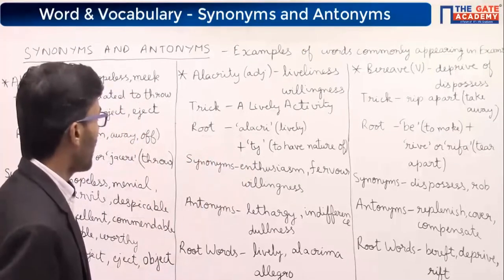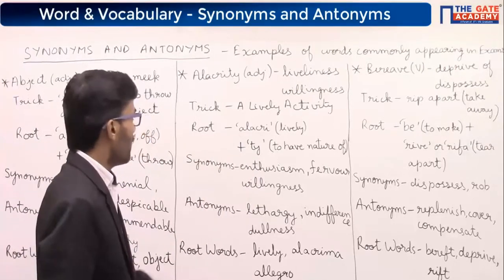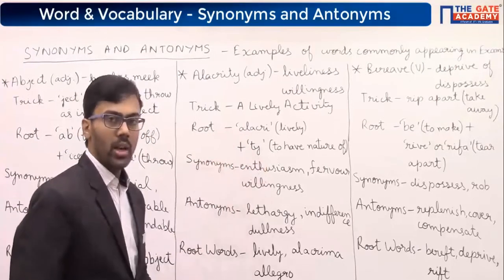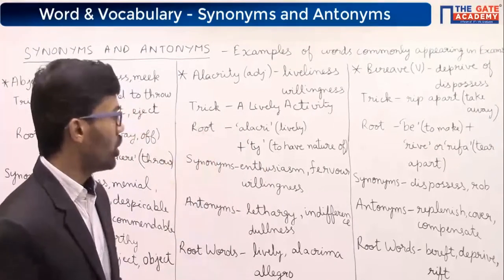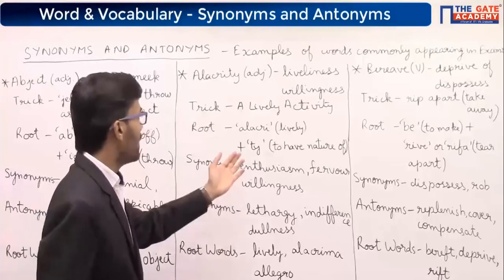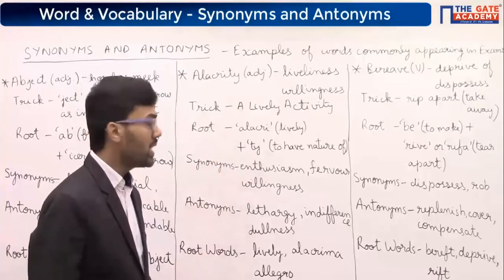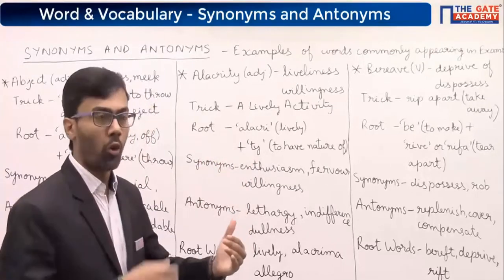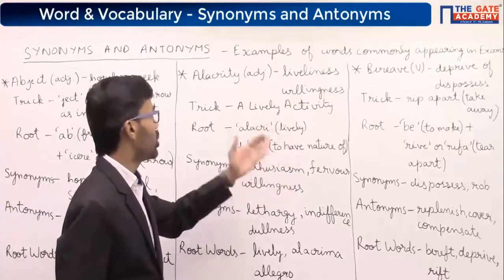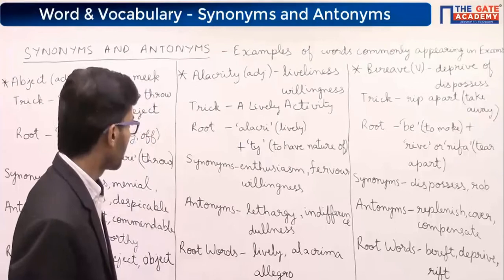The root of alacrity is alacri plus t. Now the word alacri, again this origin is from the Latin language. Alacri means lively, and this suffix t means to have the nature of, or to have something. So this means basically to have a lively nature, which means alacrity.